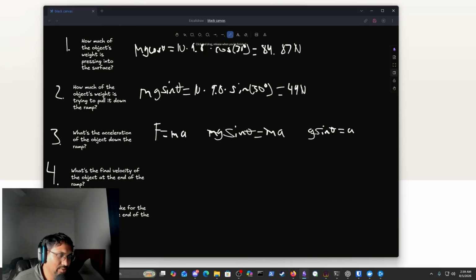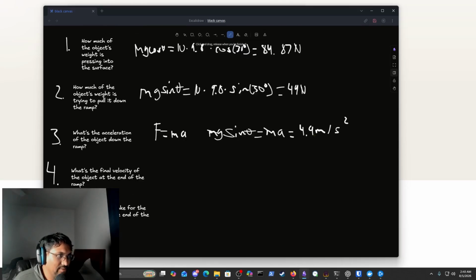So now all we have to do is plug in 9.8 for g times sine of 30 degrees. And again, we knew sine of 30 degrees is just 0.5 or 1/2. So acceleration is just 9.8 times 0.5 equals a, and half of 9.8 is just going to be 4.9. So the object's going to accelerate at 4.9 meters per second squared down the ramp. That's going to be its acceleration.